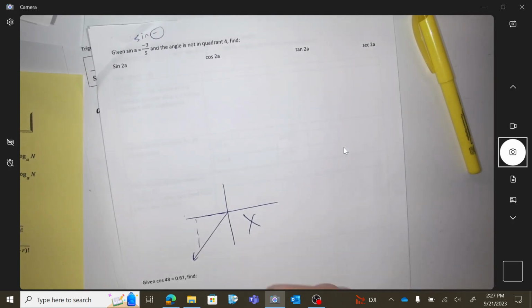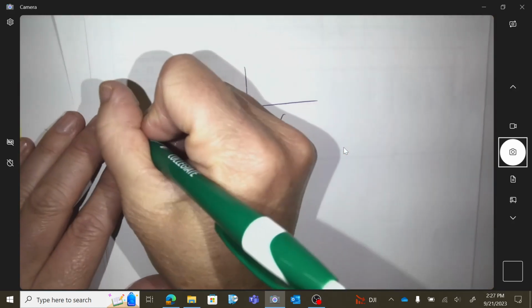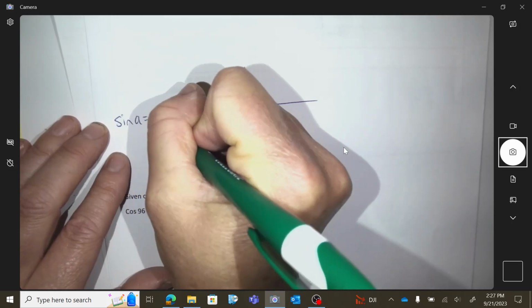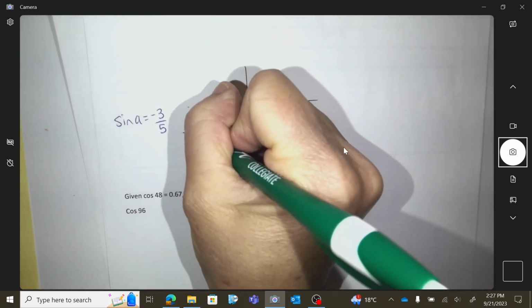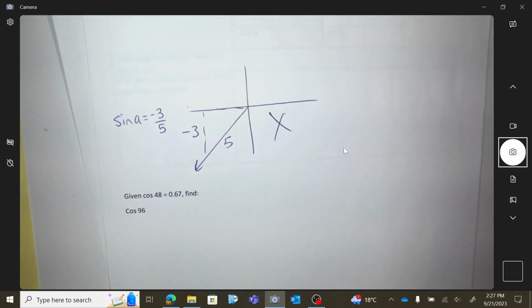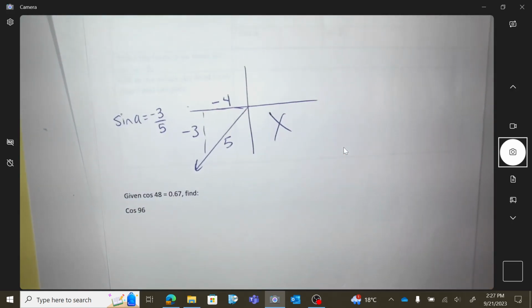So can you put a 3 and a 5 on this triangle? XYRs, where would you put the 3 number? Where would you put the 5 number? Put the XYRs. Can you find the third side of it? Okay, this is all last unit. So you should have a -3 on the y side, a 5. Pythagorean theorem and get that value. Did you put a -4?